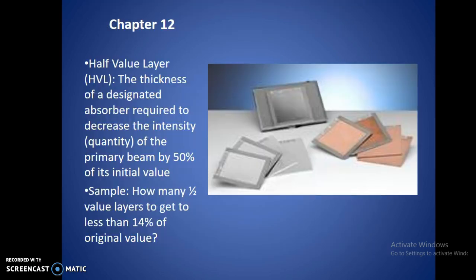Half value layers. These are the thickness of designated absorber required to decrease the intensity of the primary beam by 50% of its initial value. It's very easy to figure out half value layers. All you have to do is go down 50% each time until you get to whatever question they happen to be answering. So if we look at this sample here and we ask you how many half value layers to get less than 14% of the original value, one half value layer is going to be 50%, two half value layers are going to be 25%, and three half value layers is going to get down to about 12.5. So you basically decrease by half the remaining number each time. In this case, 3 half value layers would be the answer.